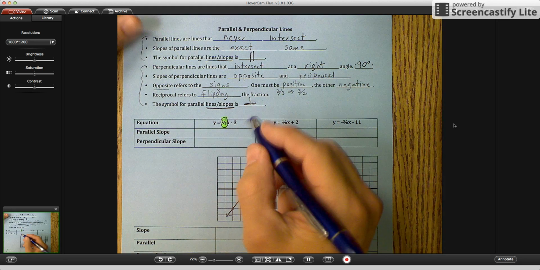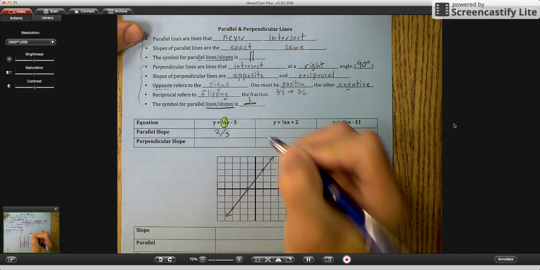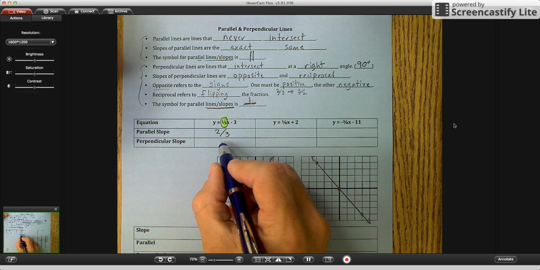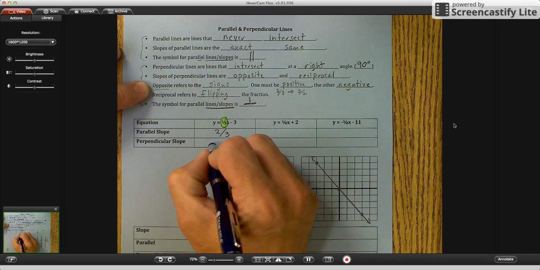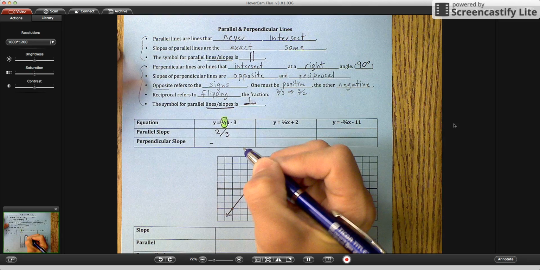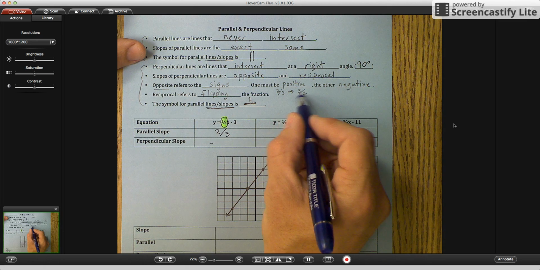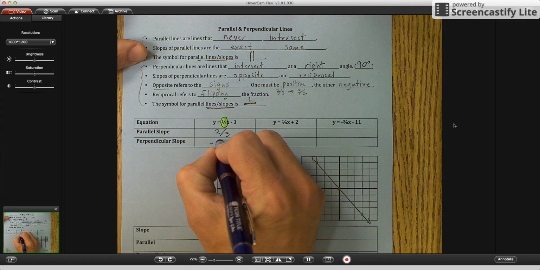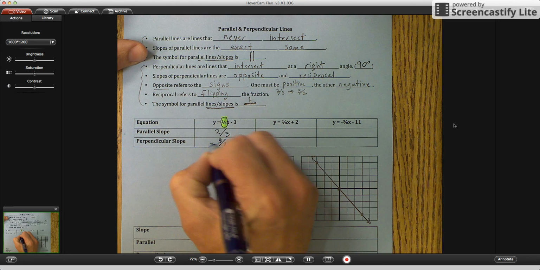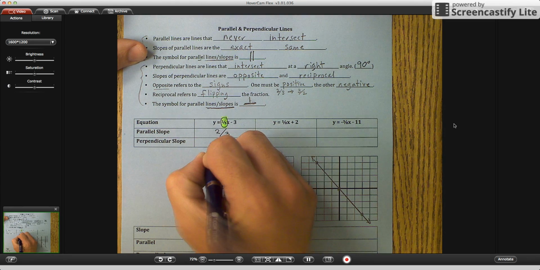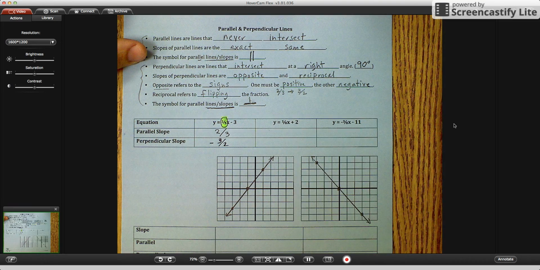So a parallel slope would be the exact same. So my parallel slope is 2/3. The perpendicular slope has to be opposite. So 2/3 is positive, so perpendicular needs to be opposite, so it needs to be negative. And then, actually our example over here did a reciprocal of 2/3 to 3/2. So negative 3/2 is a perpendicular slope because it's opposite, positive and negative, and then it is 2/3 and 3/2, flipped.